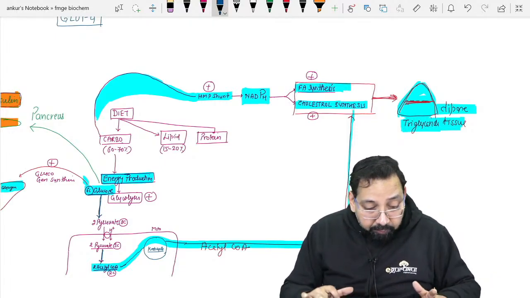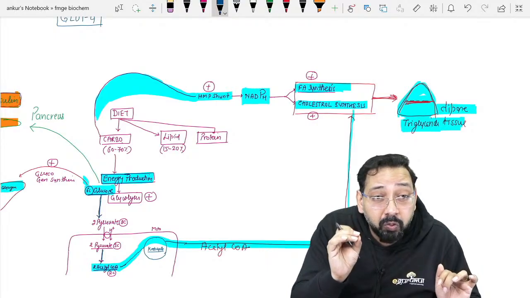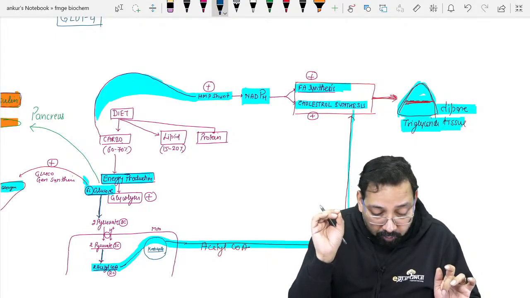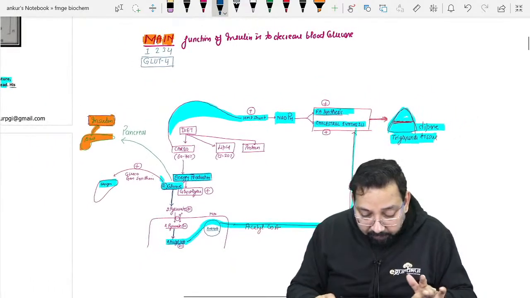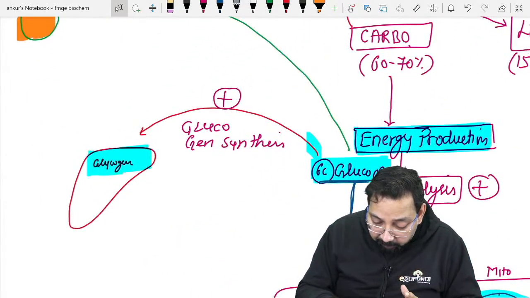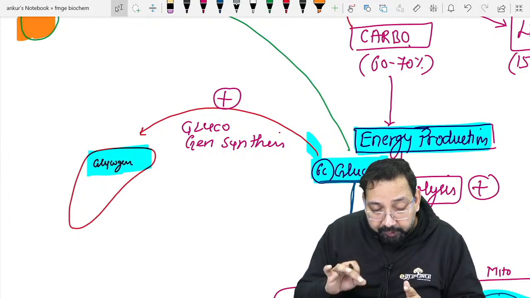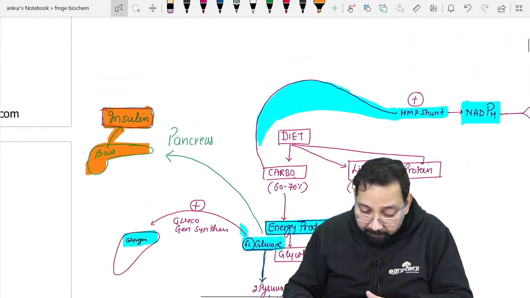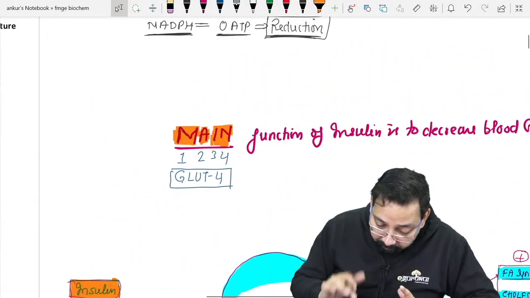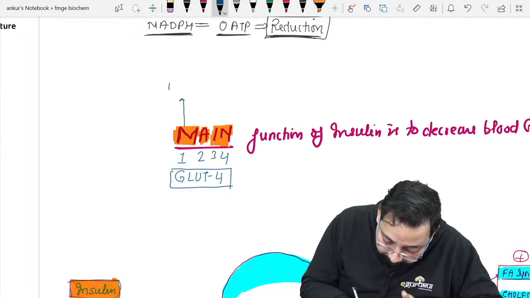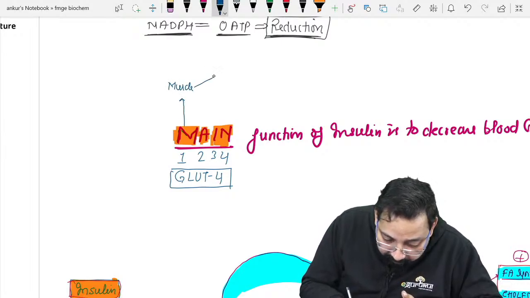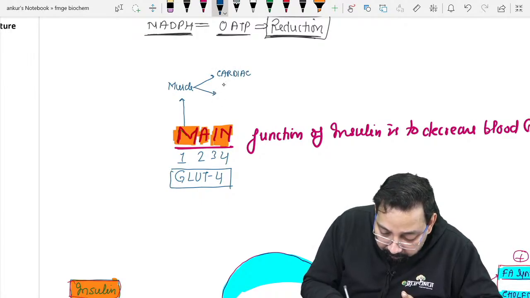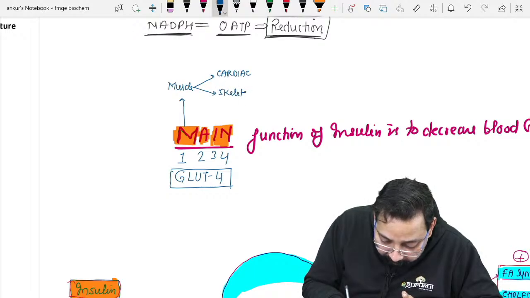So all the pathways which decrease blood glucose are activated by insulin. When I discuss the rate limiting enzyme of glycogen synthesis, it is glycogen synthase. Is it activated by insulin or inhibited by insulin? Activated by insulin. Now, main function: M for muscle. Muscle may be cardiac, it may be skeletal. A for adipose tissue.